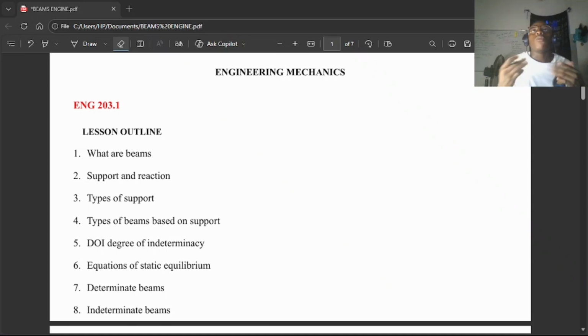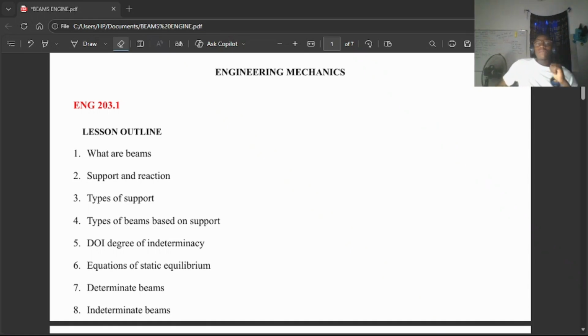The next thing which you have is types of beams based on their support. What this is trying to tell you is that we have different types of beam. You use the supports that you are seeing on the beam to identify that type of beam. Am I communicating? Now, what is the next thing? We are seeing what? DOI. And what's DOI? DOI simply stands for degree of indeterminacy of a beam. Degree of what? Indeterminacy of a beam.